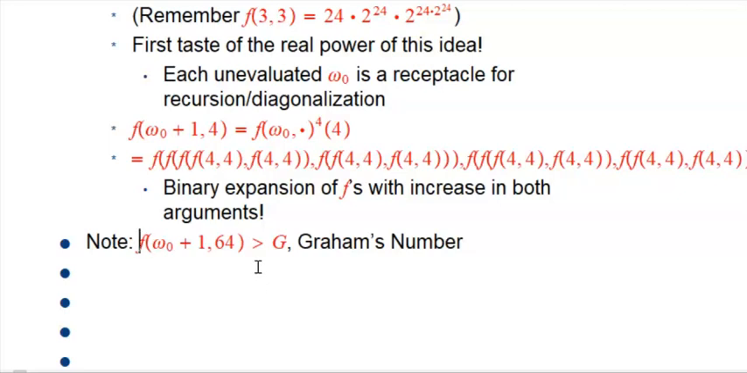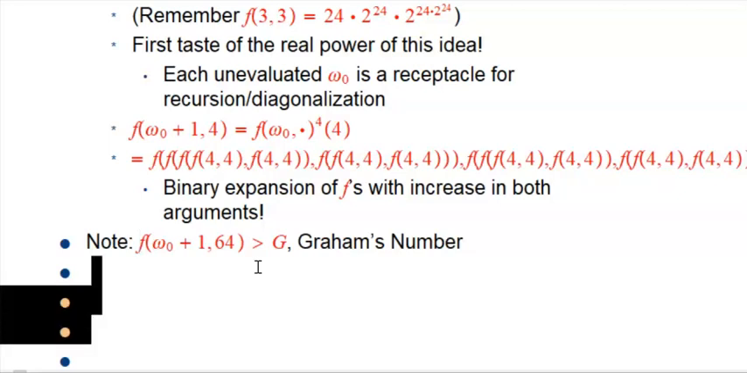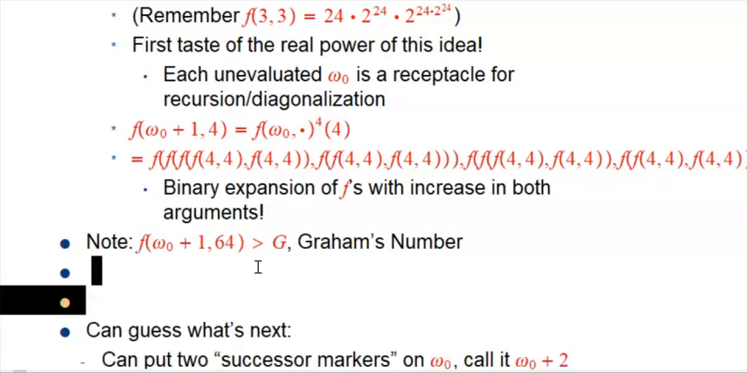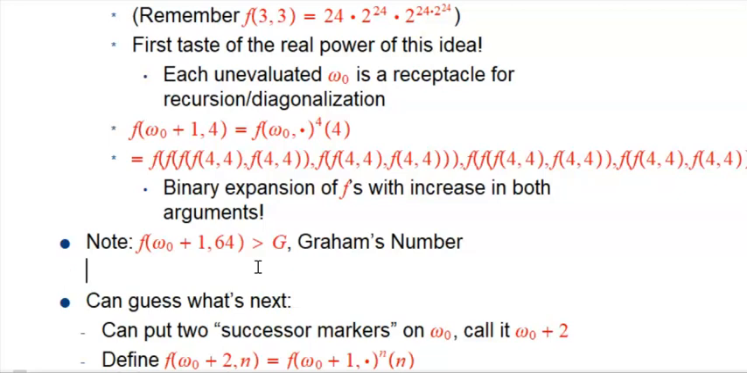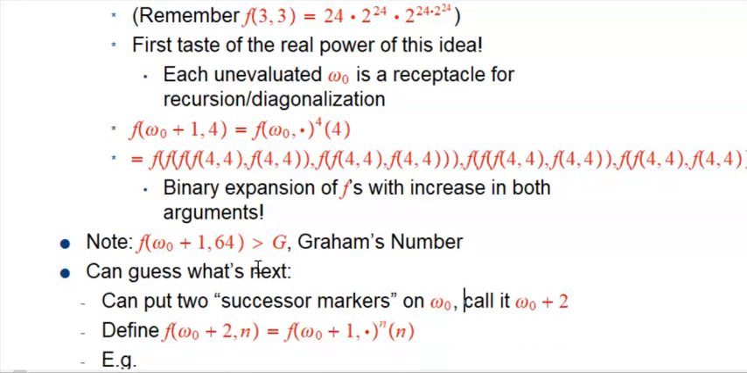So we've done f of omega naught plus 1. We noted that we have gotten just past Graham's number in size. And like I said, it's not super hard to guess what's next. We'll just put two successor markers on omega naught, and we'll call that omega naught plus 2. Just really a formal symbol.